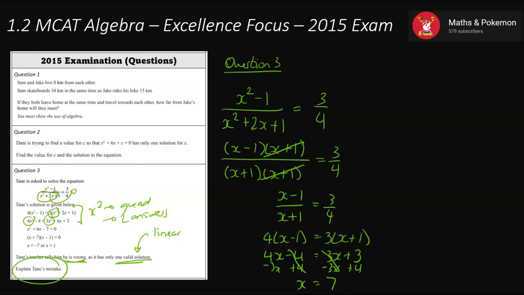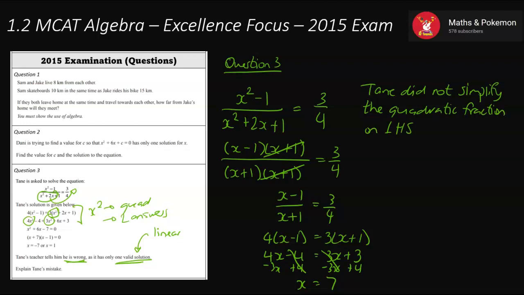The part of the question, it did say explain Tane's mistake. So just in words, we need to explain that Tane did not simplify the quadratic fraction on the left-hand side, and he should have done that. So Tane did not simplify the quadratic fraction on the LHS, which is a shorthand for left-hand side, which he should have. Right, should have. There we go. So that's question 3. Bit of a tricky one, but we got there in the end.